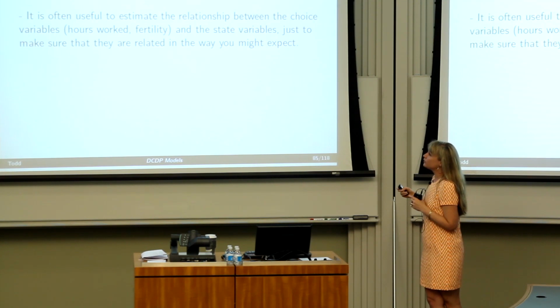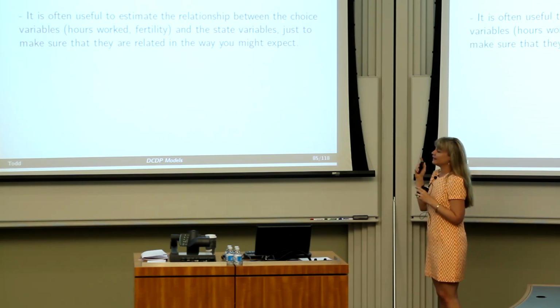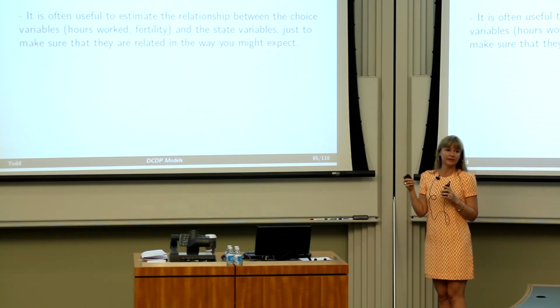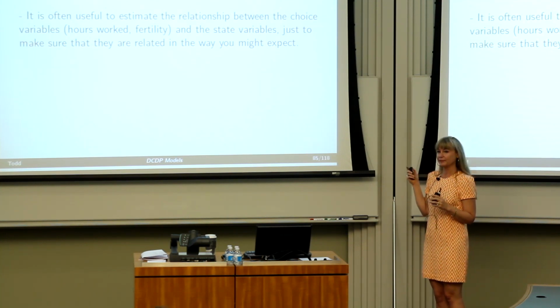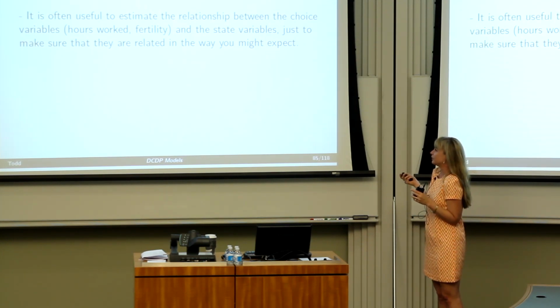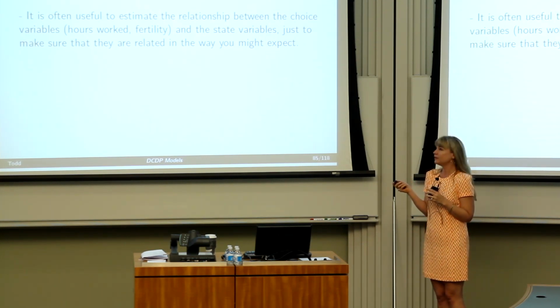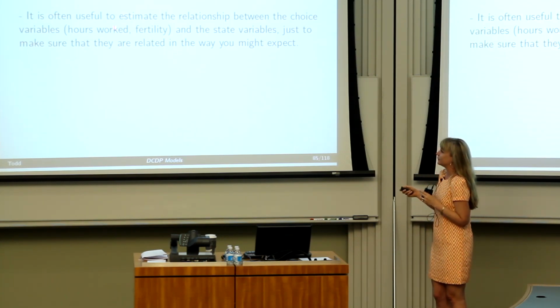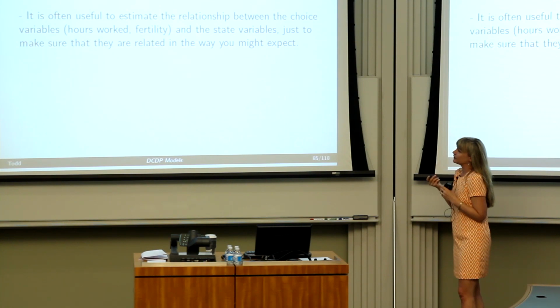And usually before you start programming up this complicated dynamic model, I just want to say that it's useful to estimate some simple relationships between the choice variables and the state variables, just to make sure they're actually related. You don't want to spend a year of your life programming a 10,000 line Fortran program, and then in the end you don't even know if any of the things are related. So you want to do a little exploratory analysis ahead of time to make sure that some of the relationships that you might expect to see are actually there.